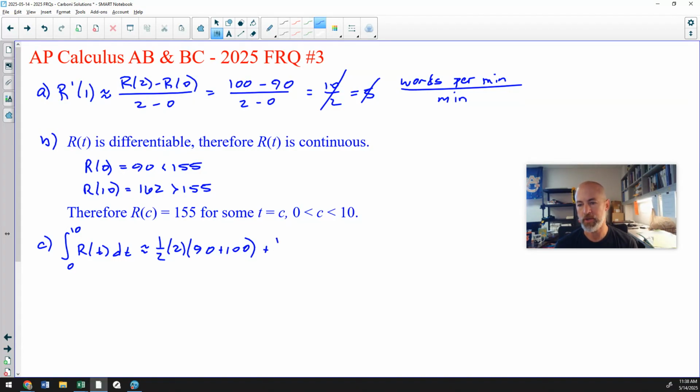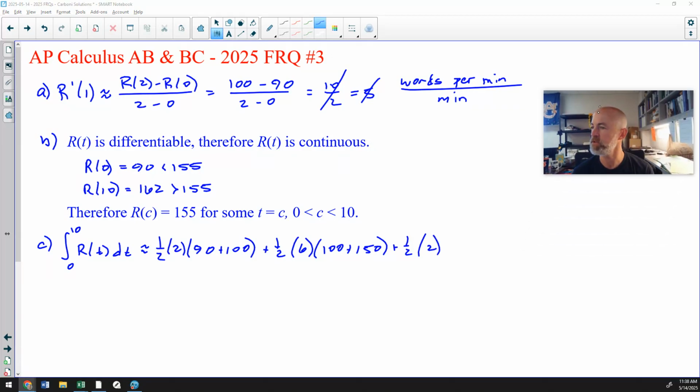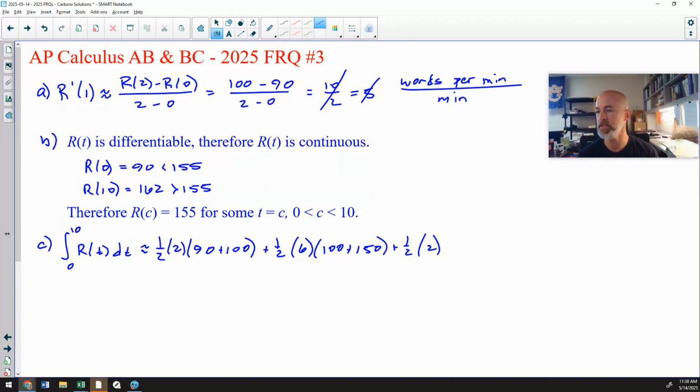And then I go to my next trapezoid, that's going to be half of, and 2 to 8 is a distance of 6, and the function values are 100 and 150. And then my last trapezoid from 8 to 10 is a delta t of 2, so the height of the trapezoid is 2, and the bases have lengths of 150 and 162.